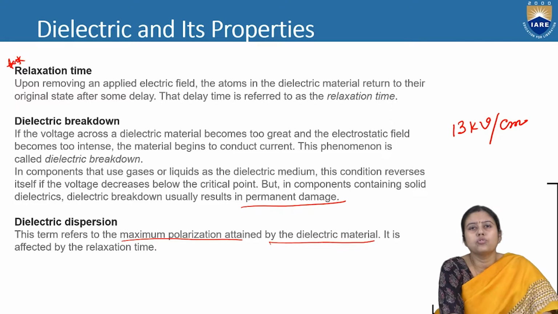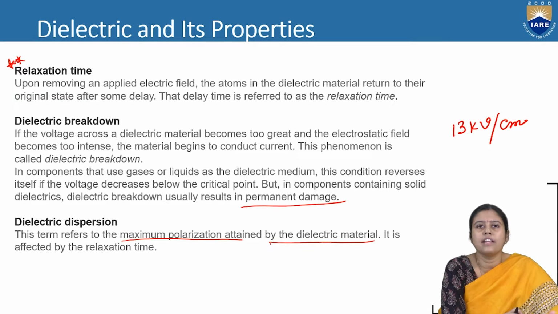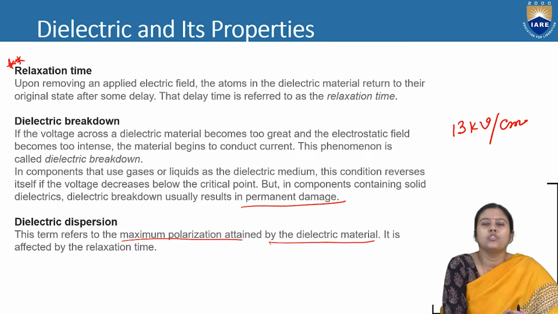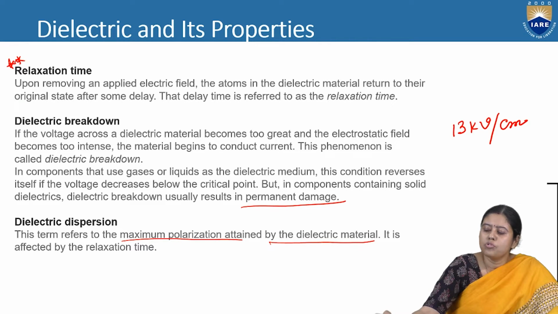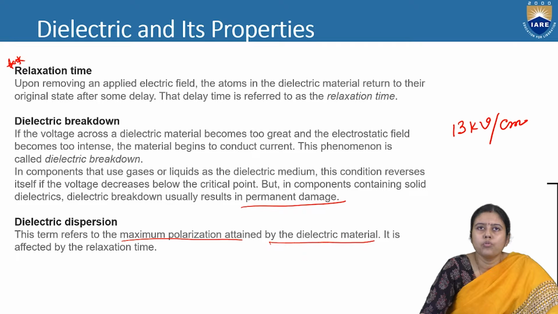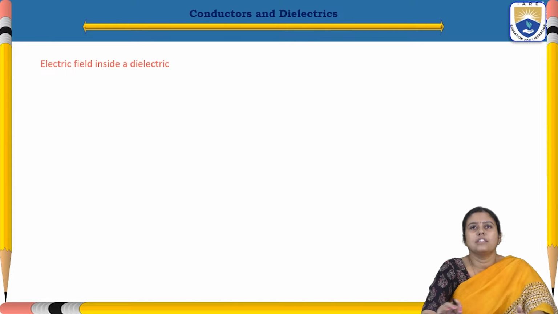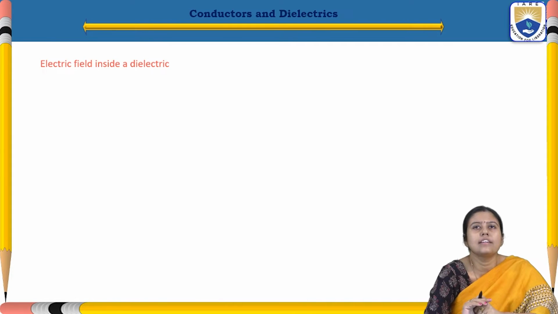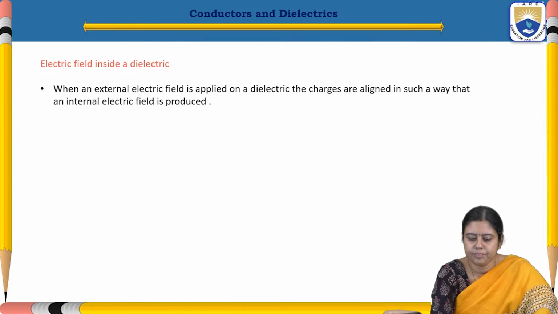So up to these two topics were already discussed in our last lecture, and today we have given a small recap of these two topics. Now we are going to today's topic. What is this? First one is the electric field inside a dielectric. What happens if we apply some electric field to a dielectric?